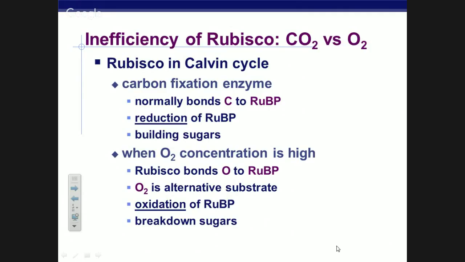When the O2 concentration is really high relative to CO2, rubisco will take the oxygen and bond it and put it on RuBP. Well, that doesn't make a 6-carbon compound that then splits into 2 and continues the rest of the Calvin cycle. What it does is make another compound that the plant cell can't use. It actually has to go back and reconvert it, and it uses up its energy. And it in turn breaks down sugars and doesn't help to build them. This process is called photorespiration. It's not what plants need to do. It's actually bad for them.